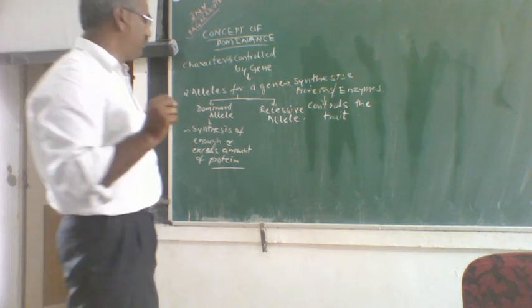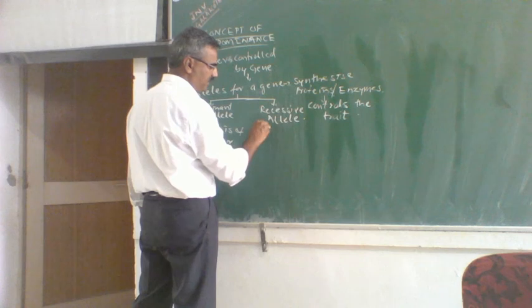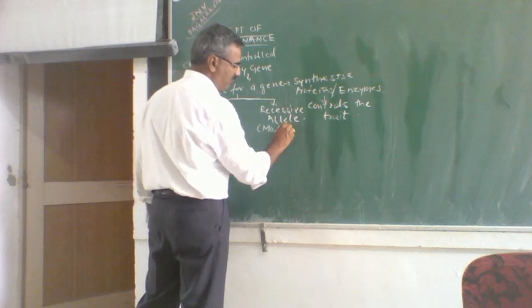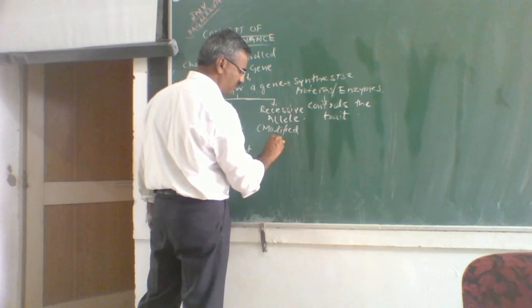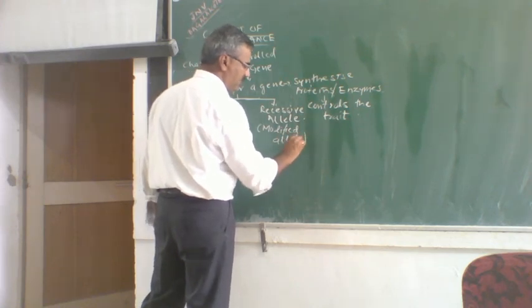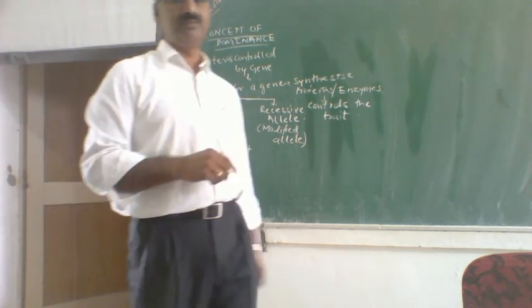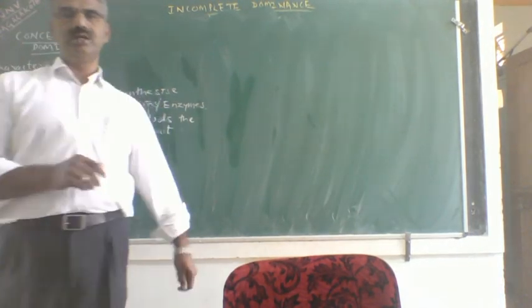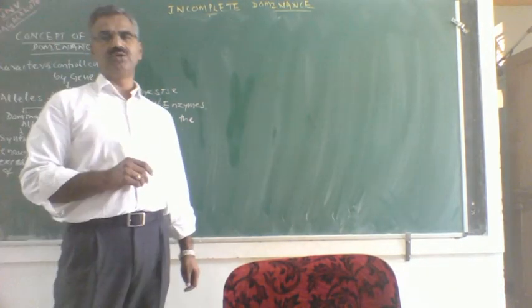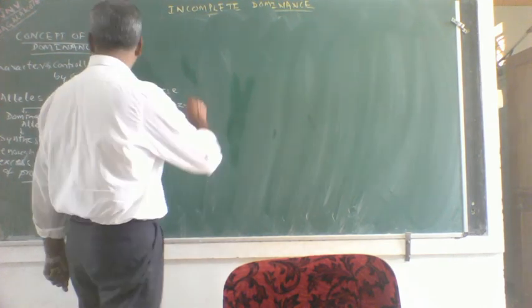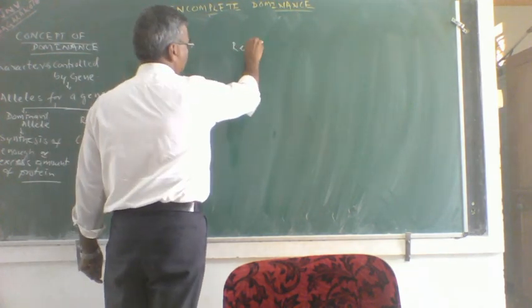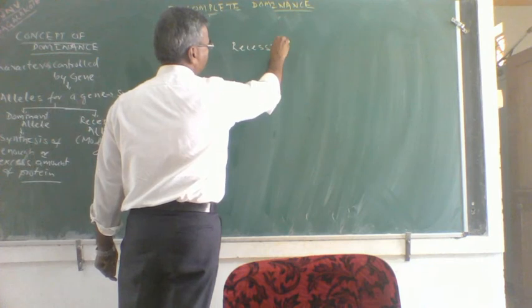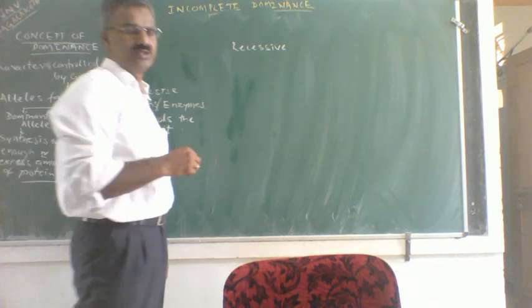So this recessive allele is nothing but the modified allele. What is the reason for modification? That is due to mutations, the changes. This recessive allele. Sir, what are mutations? Yes, that's because of the mutation. That's good. That is the recessive allele.